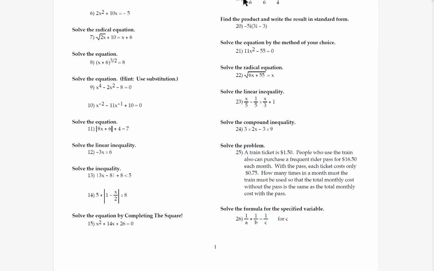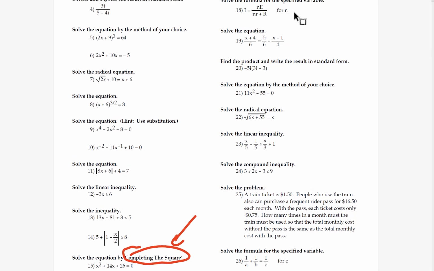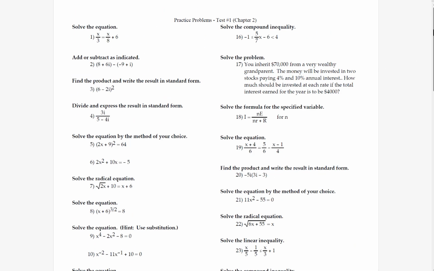Just to be clear, if on the test there's a completing the square question and you use any other method to solve it, whether you get it right or not, you'll get 0 credit. You have to use that method if that's what it says. Let's see what we got here.